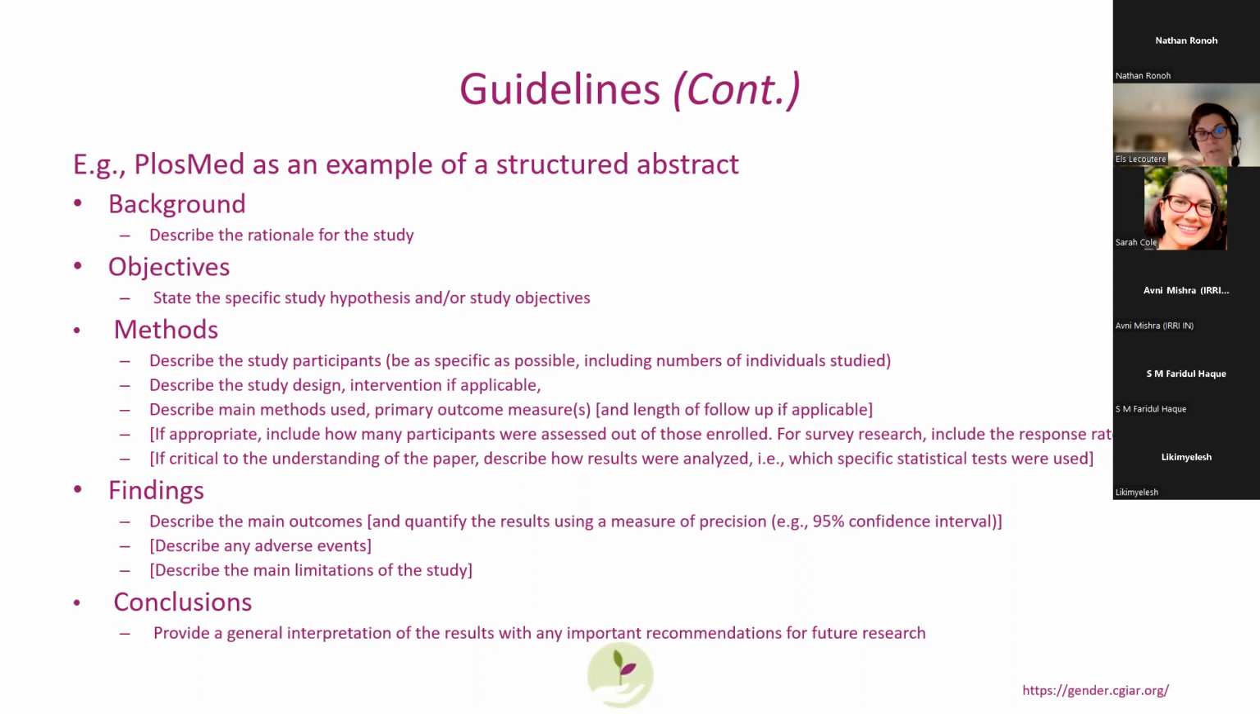Now, in this example, for instance, there are some things that you would not do in a development journal. So you would not, for instance, necessarily quantify your results using a measure of precision. It depends on the journal whether they want that. Also, describing the main limitations of the study, that's generally not done in the abstract in development journals. That's more for the discussion section. But this is interesting to be inspired by.